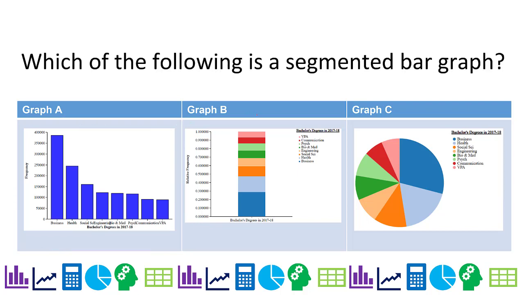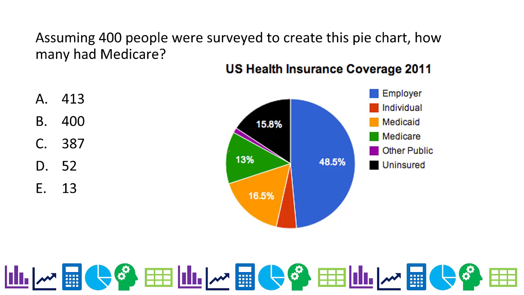Which one is a segmented bar graph? That would be graph B. So if you remember when we looked at the stop and frisk data, we looked at segmented bar graphs, and it's a great way to determine association. Okay, among 400 people were surveyed to create this pie chart. How many had Medicare? So we know there are 400 people, right?